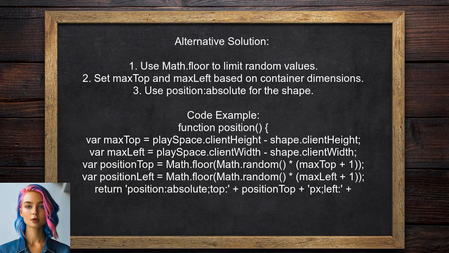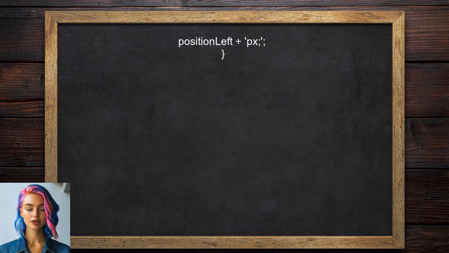An alternative solution provided by a user suggests specifying a range for the random position of the square. They recommend using the math.floor function to limit the random values between a minimum and maximum range. This ensures the square stays within the container borders.